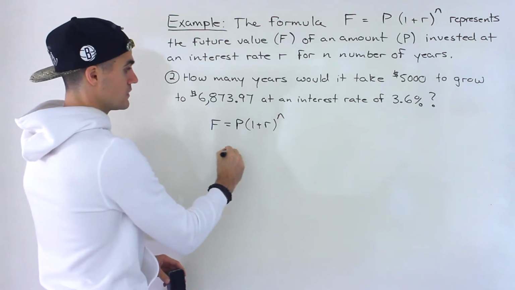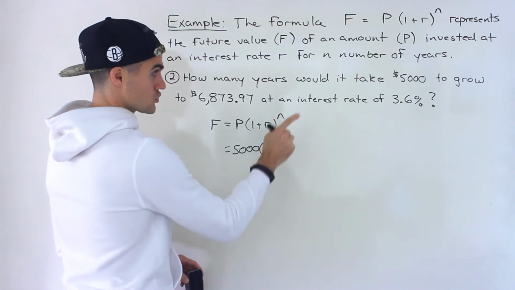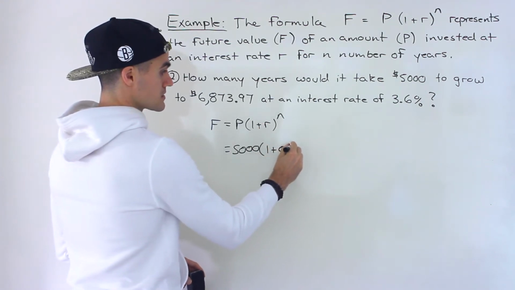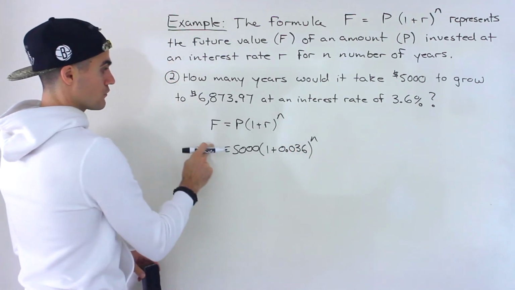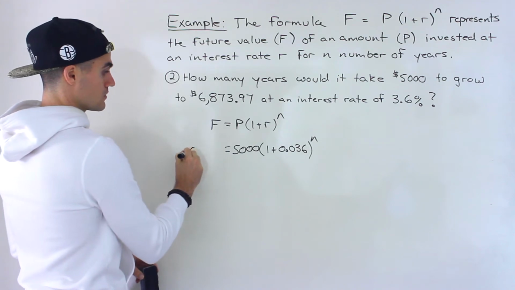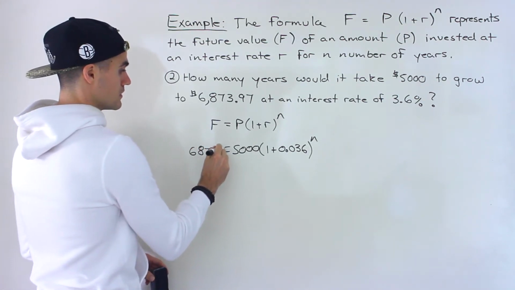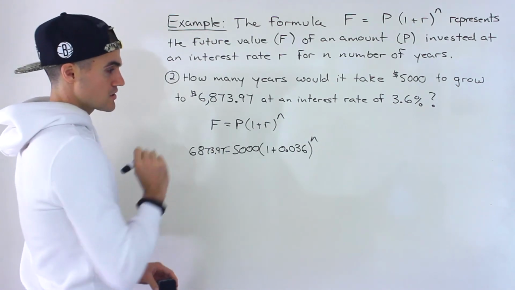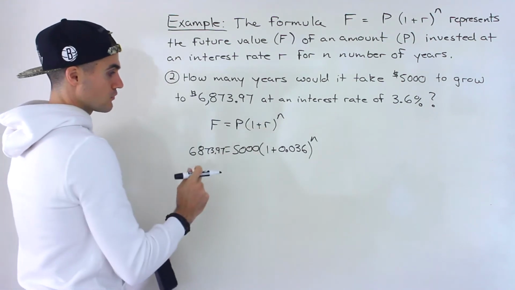So notice that we're given the initial amount, 5,000. We are given the interest rate of 3.6%. Remember, when we plug it in for R, it has to be a decimal that we plug in. And then the n we're solving for. And then the future value is the $6,873.97. So how do we solve for n in this case? The process is actually going to be a lot different than solving for R.